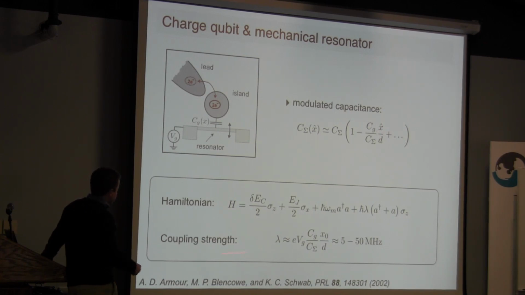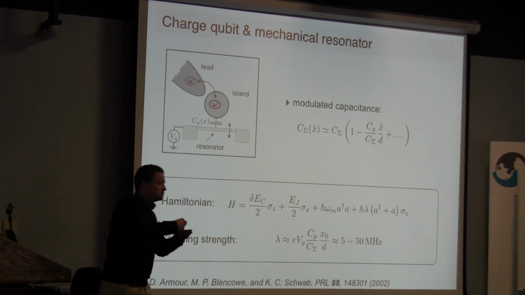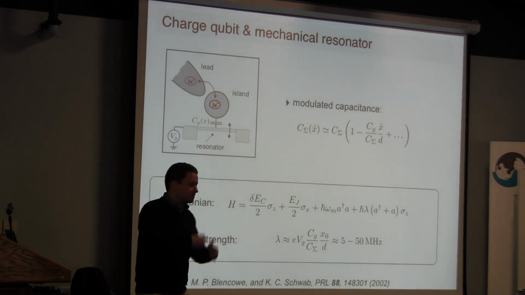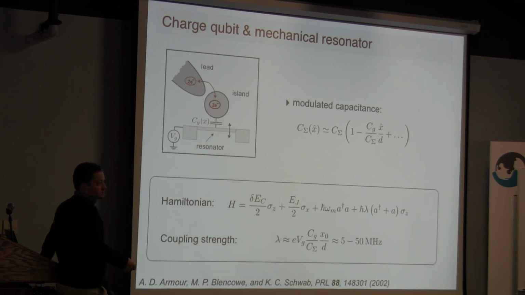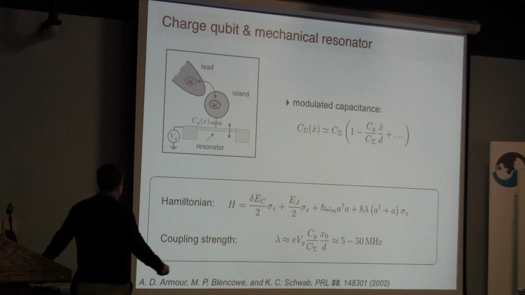And again, if you evaluate this coupling strength, it's proportional to the voltage applied here, and to 1 over the distance of this gate. There's of course only a certain voltage you can apply over a certain distance, but if you don't push these values too far, this coupling can be very large, up to a few megahertz. Okay? And this has been first pointed out in this paper by Armour, Blencowe, and Schwab.